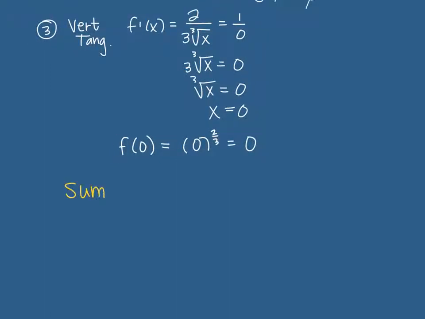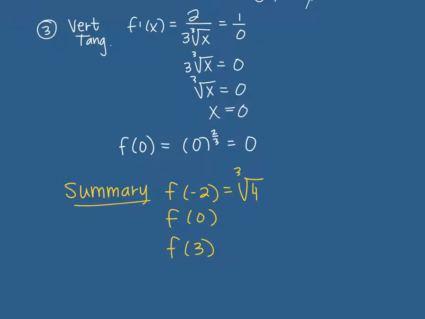So my summary: I had f of negative 2, I have f of 0, and I have f of 3. Negative 2 was the cube root of 4, 0 was 0, and 3 was the cube root of 9. Which means I have identified my min as the 0, because it's the lowest value, and my absolute max is f of 3, because it has a higher value than the cube root of 4.